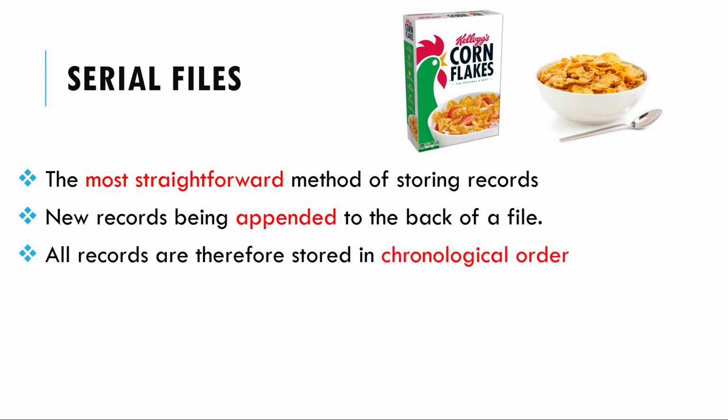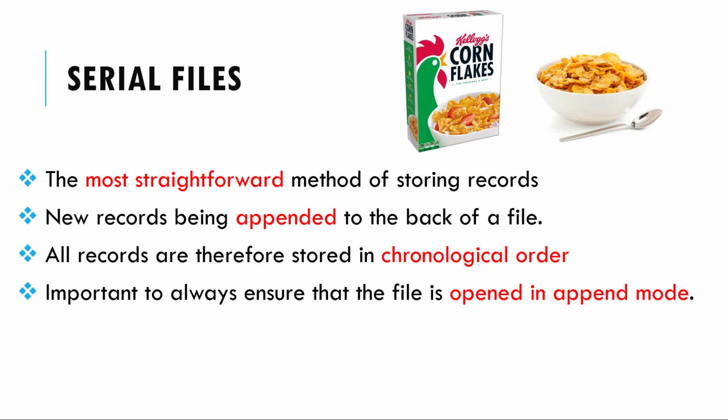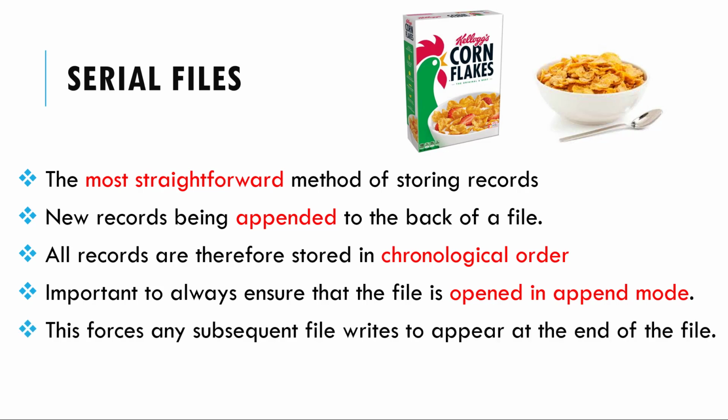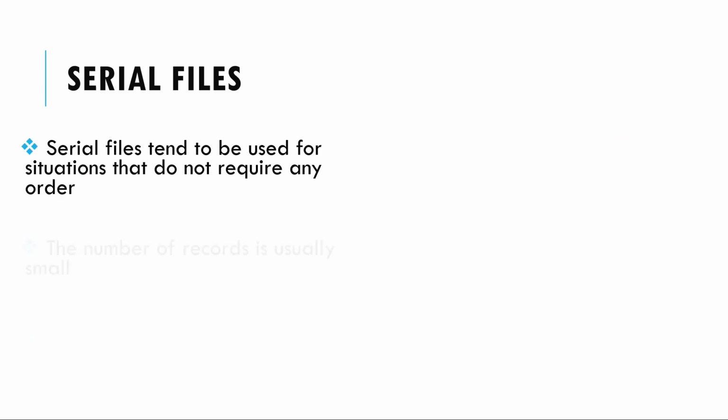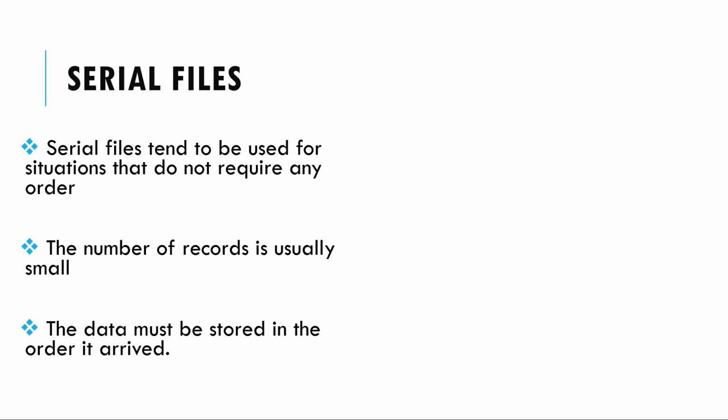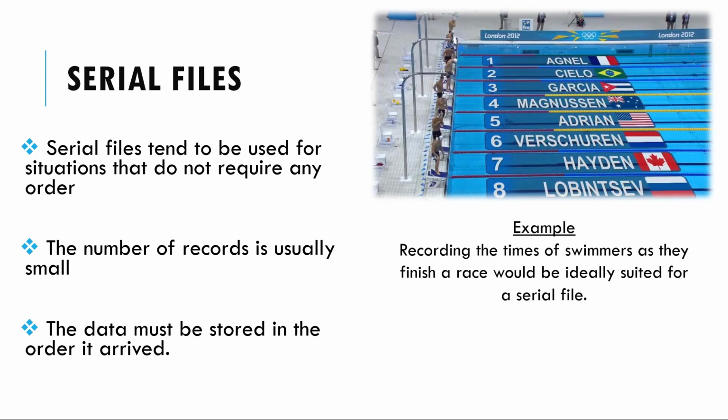So it's important to ensure that the files, when we deal with them, are always open in append mode, and then that forces any subsequent records to appear at the end of the file. So you know that the first record in there is the earliest and the last record is the latest addition to our file. Now serial files tend to be used for situations that don't require any order, the number of records is usually quite small, and the data must be stored in the order that it arrived. So sometimes you might see in the exam a reference to things like running races, swimming races and stuff like that. They would make use of a serial file.